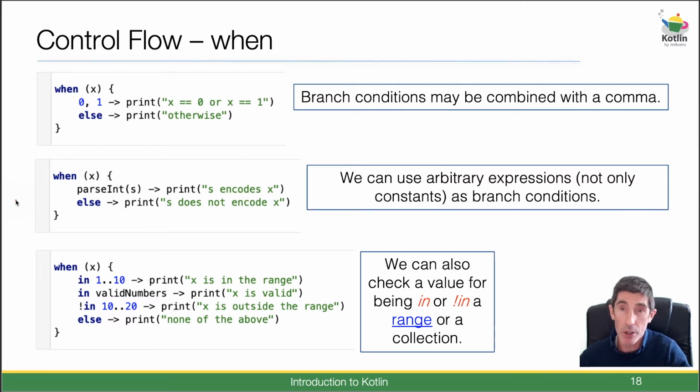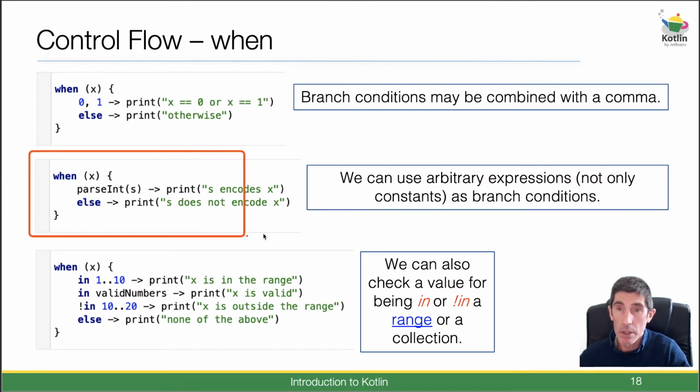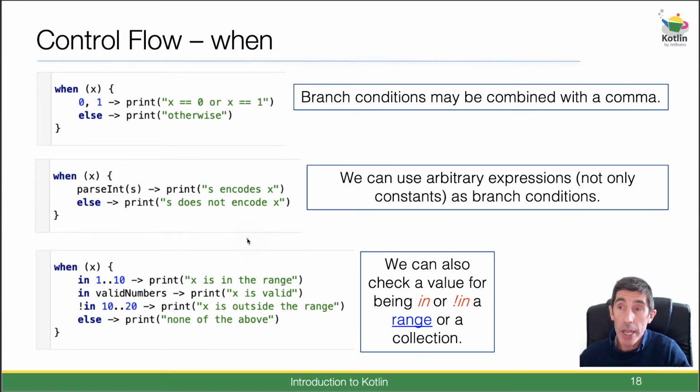In this example, print otherwise. In the second example here, we can use arbitrary expressions, so not only constants, as branch conditions.